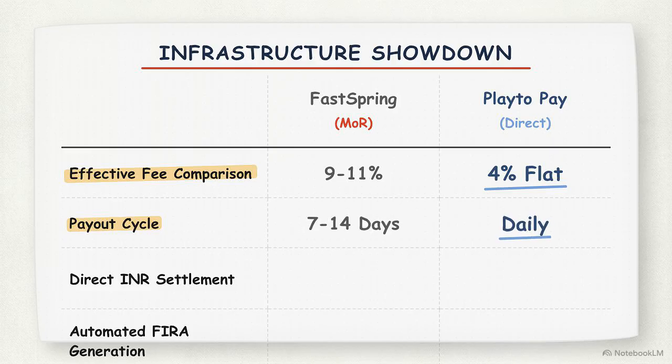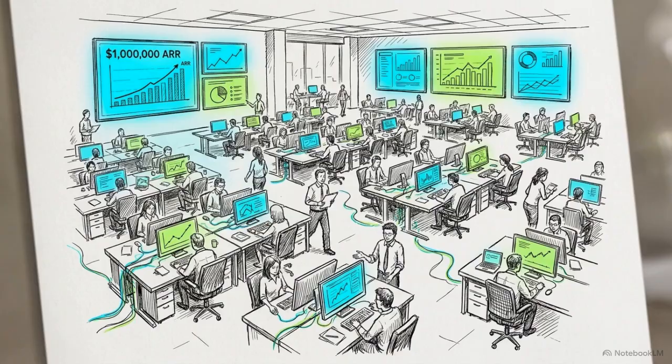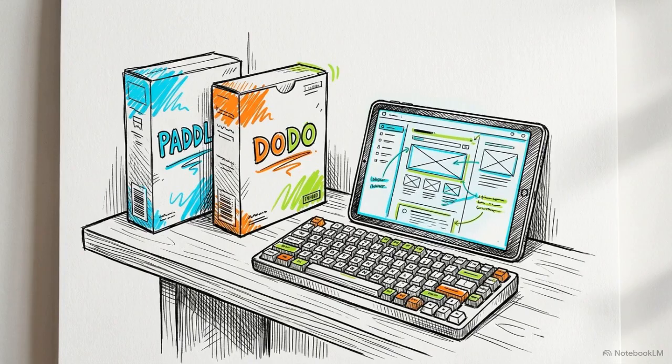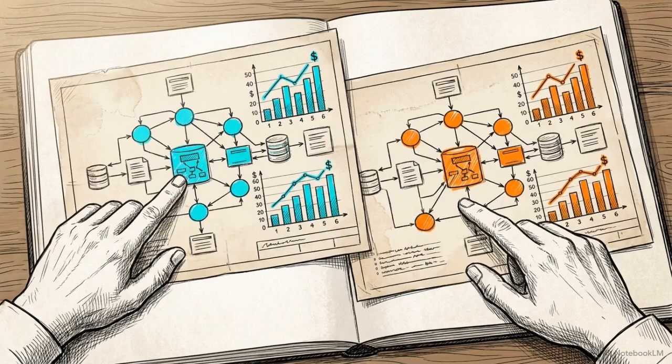Next, payout cycles. Legacy platforms hold your funds for 7 to 14 days. Direct infrastructure settles daily. And crucially for Indian founders, direct INR settlement and automated FIRA generation. FastSpring fails on both counts, while Playto Pay handles them automatically. If you are at a scale where you genuinely need MOR coverage, but you want more modern developer tools than FastSpring, platforms like Paddle or Dodo Payments are solid intermediate options. The right payment stack depends on which financial mechanics map to your company's current scale.